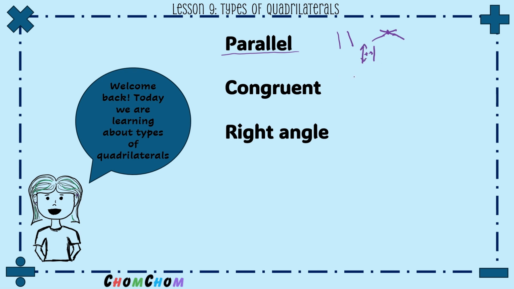Congruent. Congruent just kind of means the same. It's just a fancy word for the same at this point. As you get older, that definition will change and will become very useful. But for right now, we're just going to say it's the same. And then right angle. A right angle is just a 90-degree angle.